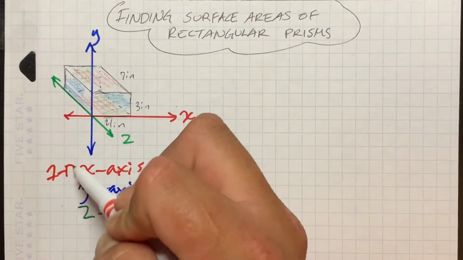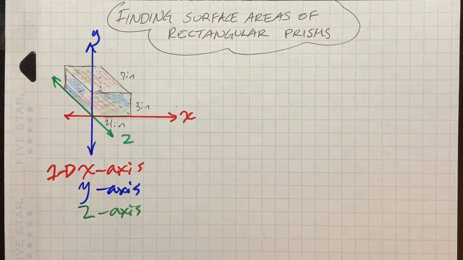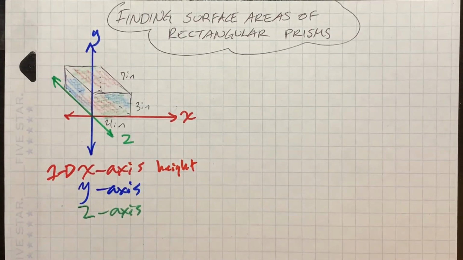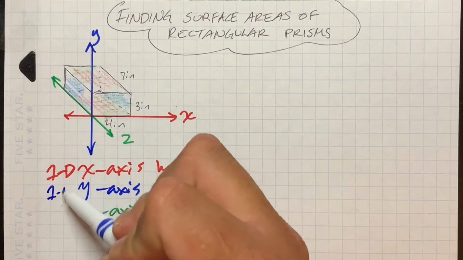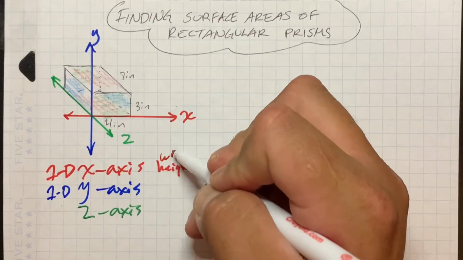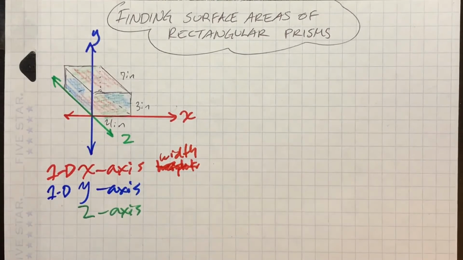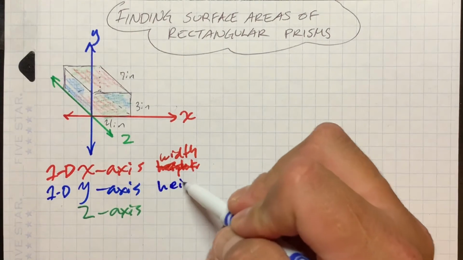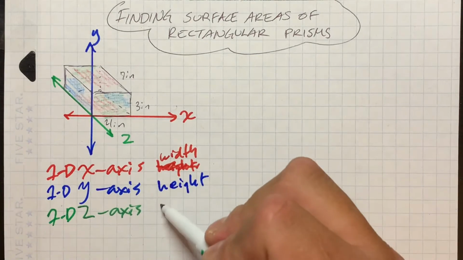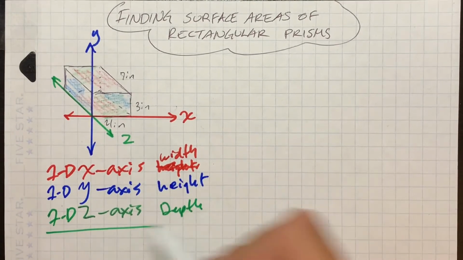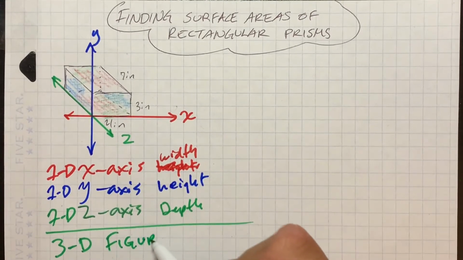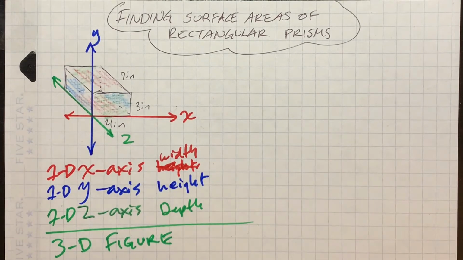This is one dimensional. Your height is one dimensional. Your x or your y-axis, I'm sorry, this is not your height. What am I doing? This is your width. My apologies. This is your height, your y-axis. That's also one dimensional, and your z-axis is the depth. That's also one dimensional. Again, 1 plus 1 plus 1 equals 3. This rectangular prism is a three-dimensional figure.